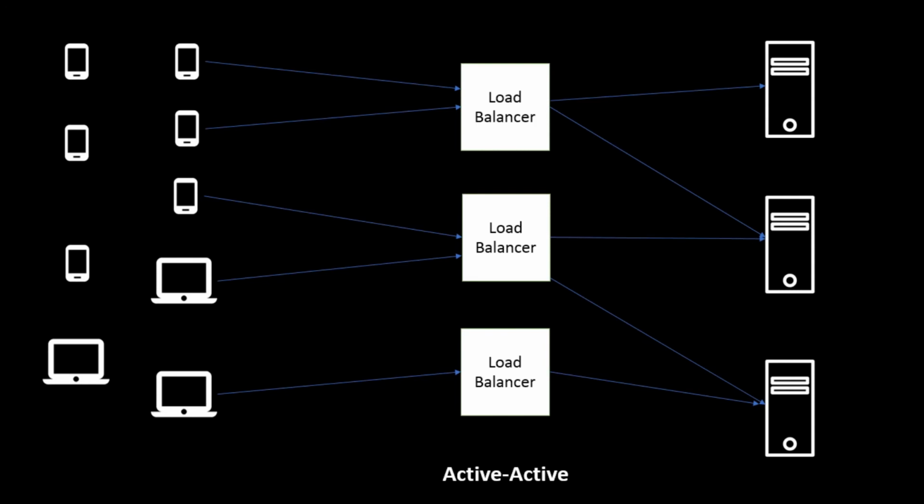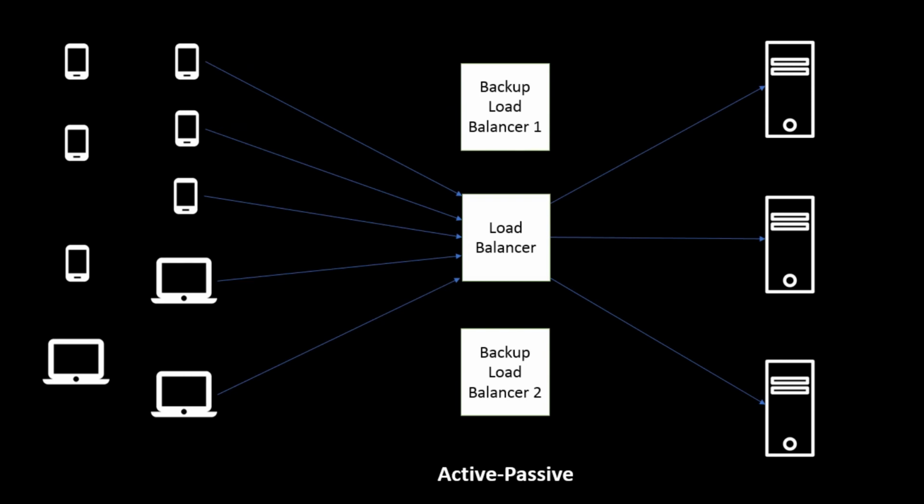Okay? Now, what are the advantages and disadvantages of each type? Well, active-passive redundancy is way easier to set up. But all the requests are still going to a single load balancer, which increases the chances of load balancer failure. And also, you are wasting the resources by keeping them on standby. So basically, one load balancer is doing all the work and others are just chilling.